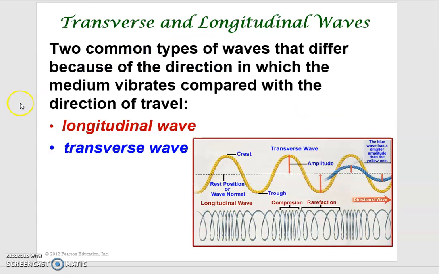So now let's take a look at this slide again. So two types of the wave. They differ because of the directions in which the medium vibrates. If the medium vibrates up and down, perpendicular to the wave propagation, then it is the transverse wave. But if the vibration of the medium is parallel to the direction of wave propagation, it is the longitudinal one. So you can see that's the reason I show you two figures, and this is the transverse wave and this is the longitudinal wave.